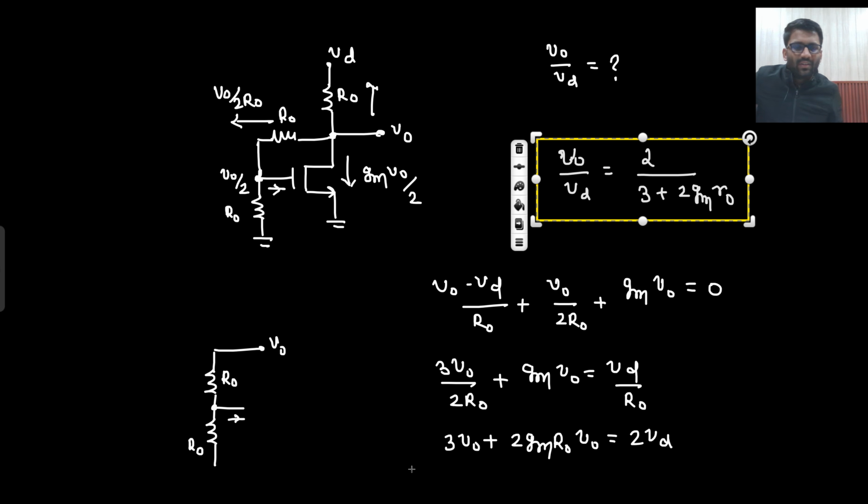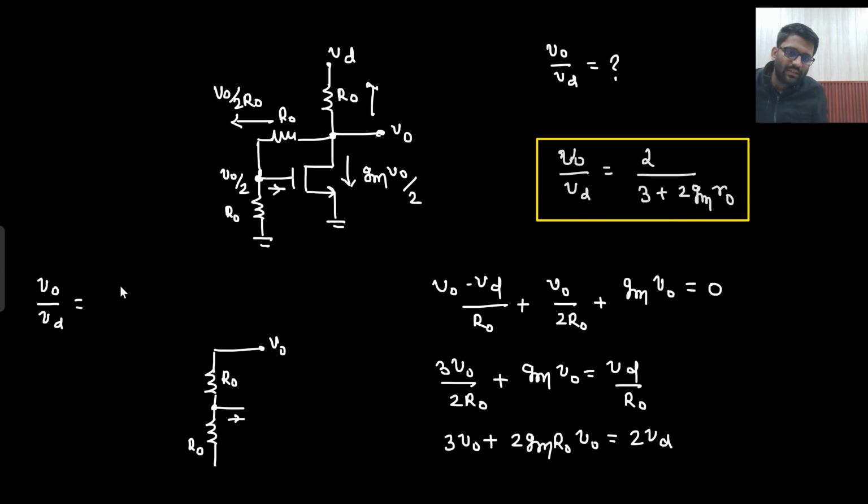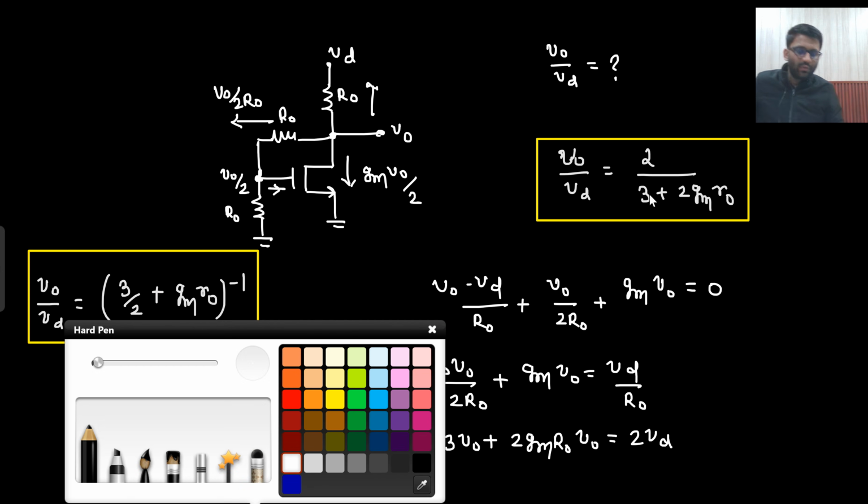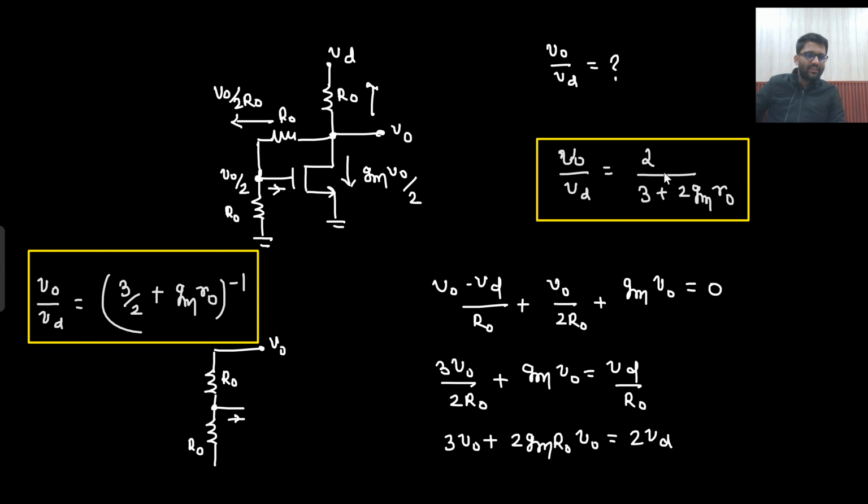Well and good. What was given in the examination, as far as I remember, they took this 3 down. So what answer did they give? V naught by VD they gave as 3 by 2 plus gm R naught, inverse. This 2 goes downward, so 3 by 2 plus gm R naught inverse. This was the answer given. I hope there is no calculation mistake.